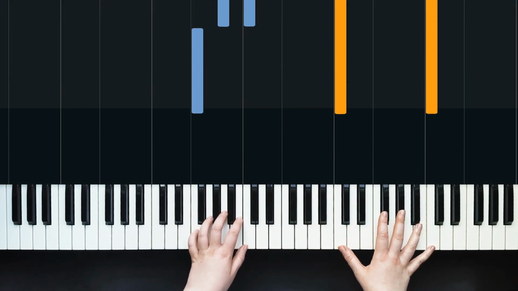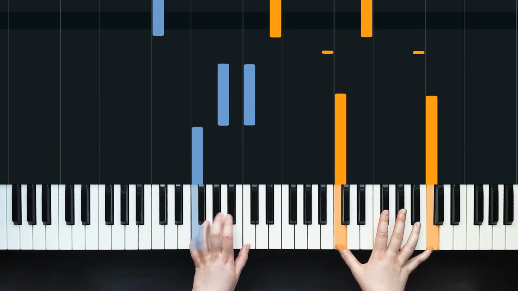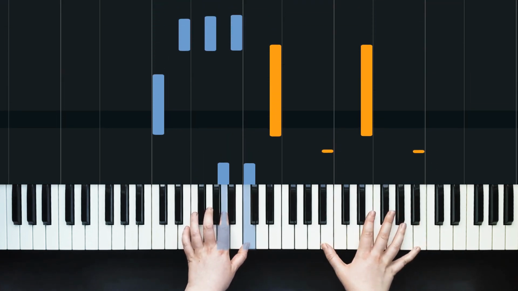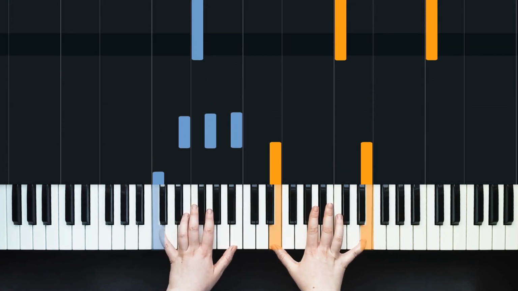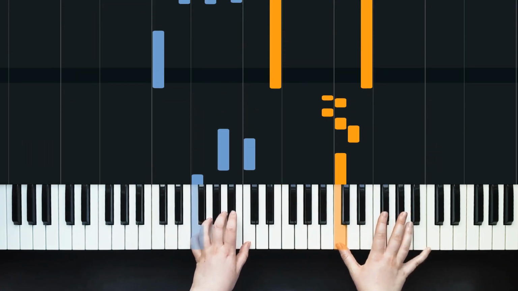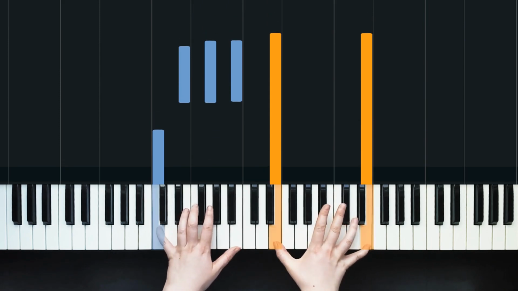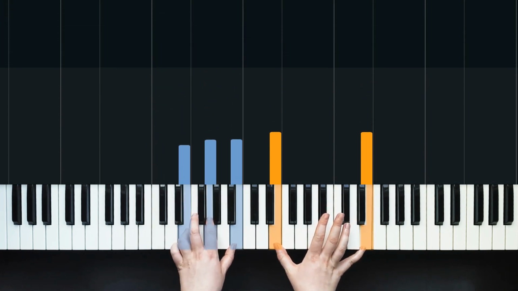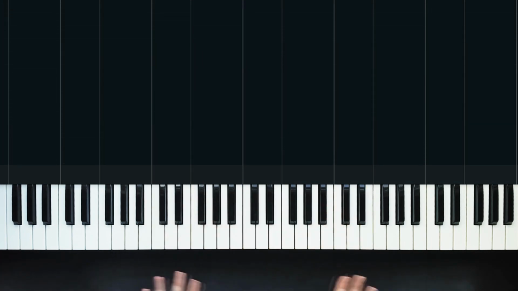Here we go. 1, 2, 3. 2, 3, 1, 2, 3, out. 2, 3, hold. 2, 3. 1, 2, 3, 1, 2, and diddly. 1, 2, 3, 1, 2, 3. There you have it. That's the whole of the first section of La Valse d'Amélie.